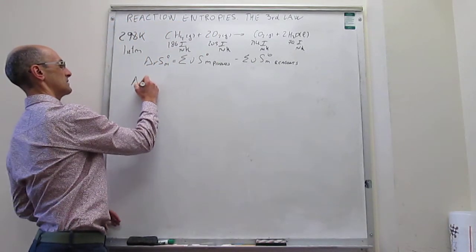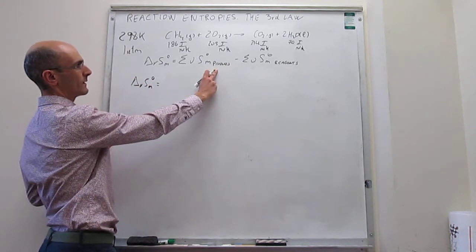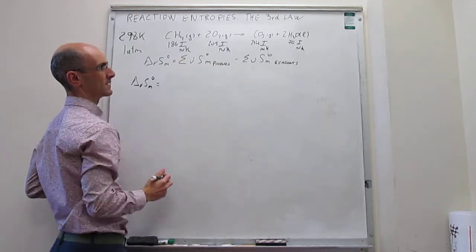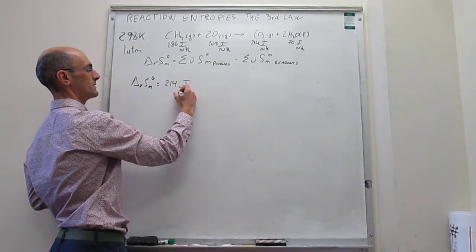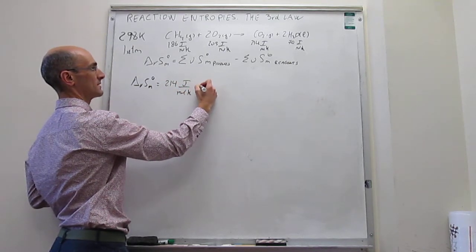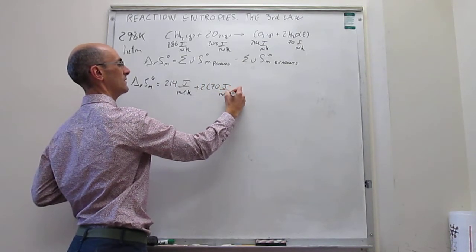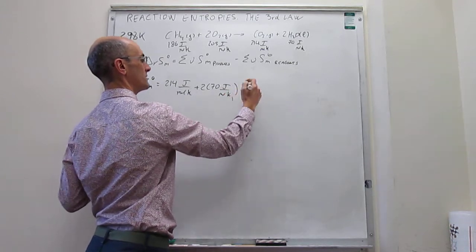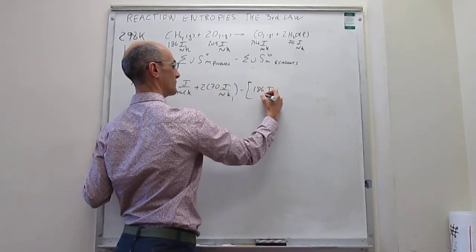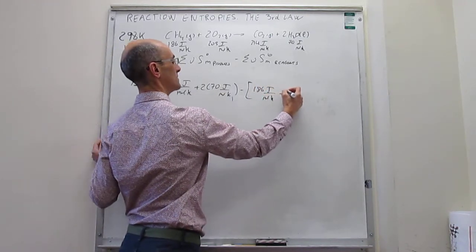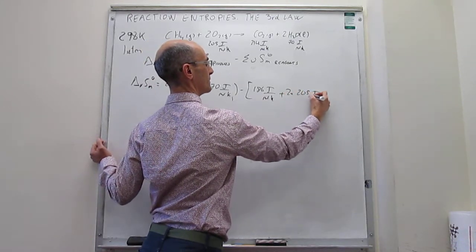Like we would say that the change in entropy in the reaction under standard conditions is just going to be the sum of the entropies of products minus reagents multiplied by the stoichiometric coefficients, right? So that will be the entropy of CO2 plus 2 times the entropy of liquid water, 70 joules per mole Kelvin, and then minus the entropy of reagents, which is going to be the entropy of methane, 186 joules per mole Kelvin, plus 2 times the entropy of oxygen gas, 205 joules per mole Kelvin.